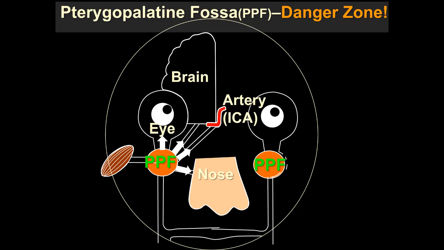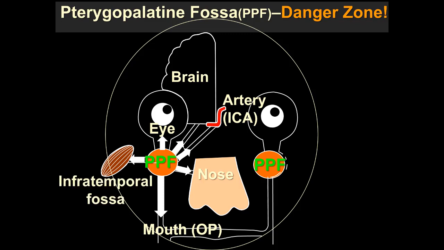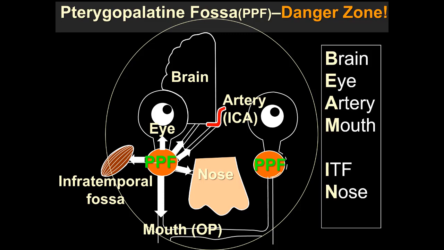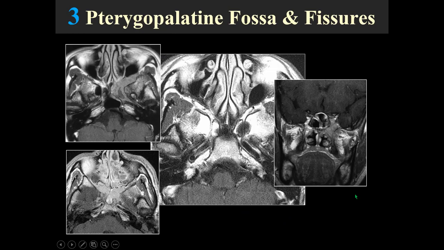It can go medially, this is the other way, into the nose through the sphenopalatine foramen, down the pterygopalatine canal to the mouth, and out the pterygomaxillary fissure to the infratemporal fossa. So you have to beam into this area because it's going to connect to the brain, the eye, the artery, the mouth, infratemporal fossa and the nose.